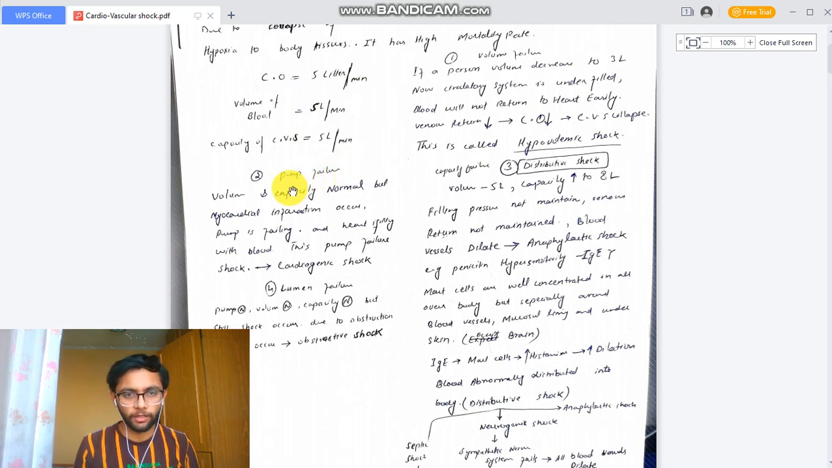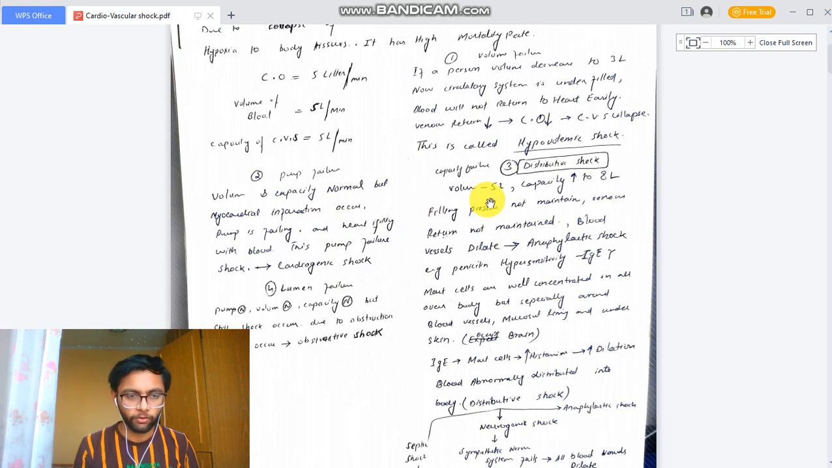Pump failure means heart failure. Volume and capacity are normal, but a myocardial infarction occurs. For example, damage occurs to the heart muscles, which leads to failure of the heart, and the heart cannot pump blood through all the vessels or the whole body, which leads to cardiogenic shock. The third type is distributive shock.